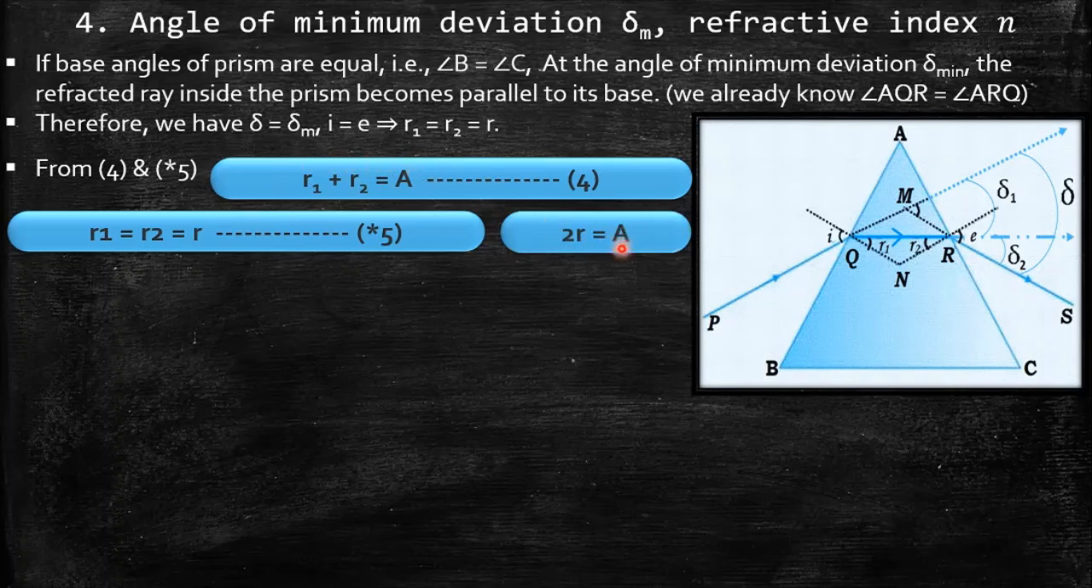But do you know for finding out the refractive index, you need to find out R? So what do you think R would be? Certainly it is going to be A by 2. Now why am I taking R over here? Because remember in Snell's law, I could find out the refractive index of this prism by equating it to sin I upon sin R1. But this time it is not R1, it is R, as we have already proved, right?